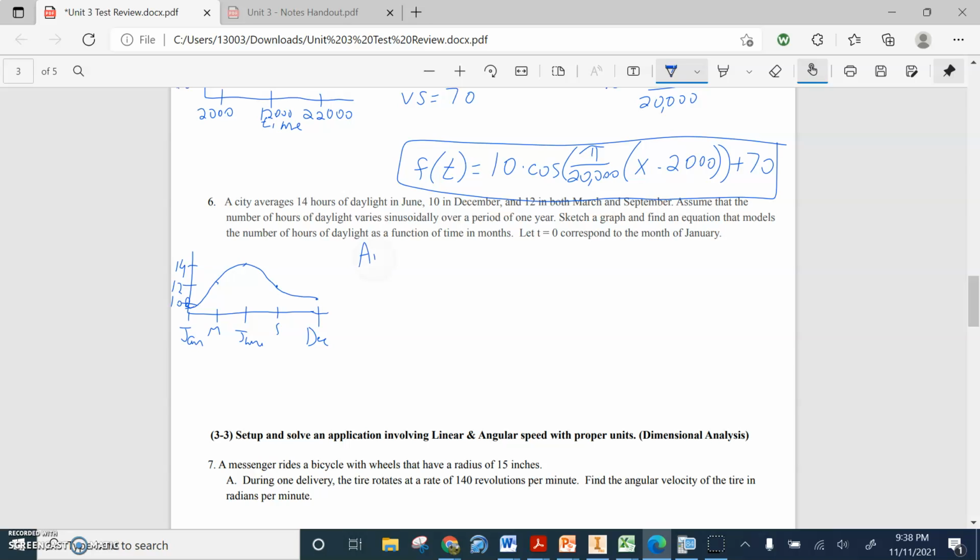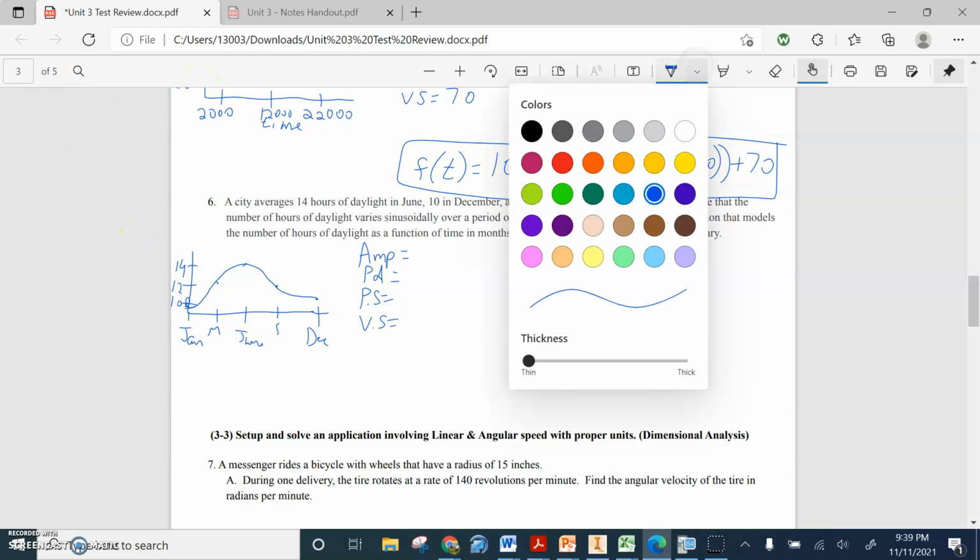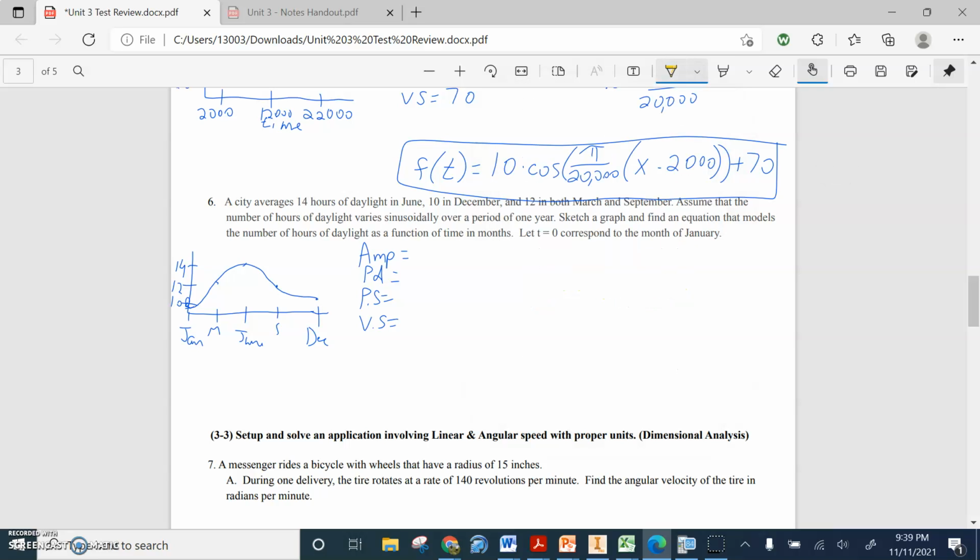Again, in a graph like that, I recommend doing the properties. If you want to also write out the A, the B, the C, and the D, that's also fine. But here we've got this midline. You know what, I'll even draw it. There's our midline, beautifully drawn. Sorry about that. But that is at 12 hours, and we go to a maximum of 14 hours in the summer and a minimum 10 hours in the winter. So the amplitude from 12 to 14 or 12 to 10, that is an amplitude of 2.